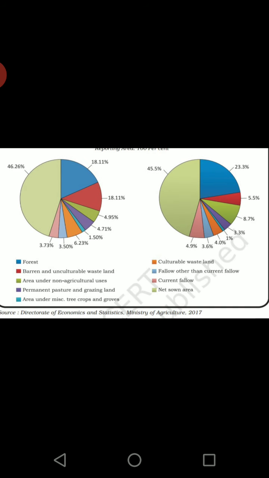Moving on to the next, that is area under miscellaneous tree crops. With the construction of roads and other things, the area under tree crops fluctuates. It can reduce or sometimes it can increase also.